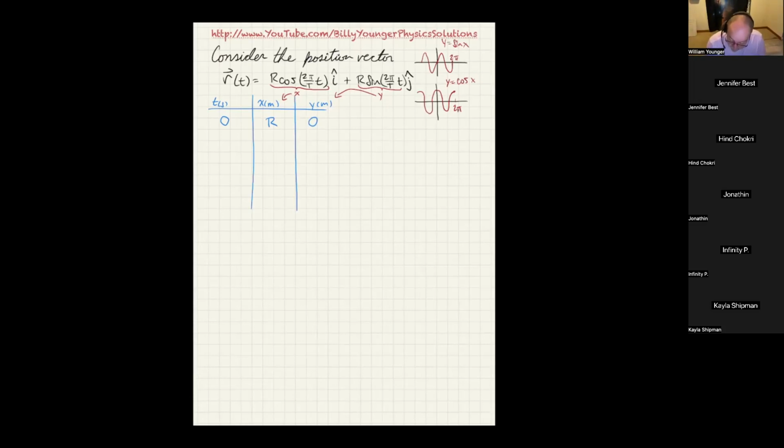So now what I want you to do is continue this for, let's say, T over 4. I want you to try it again for T over 2. I want you to try it again for 3T over 4. And then I want you to try it again for, let's soup it up a little bit, 7T over 8, and then one more at just T.